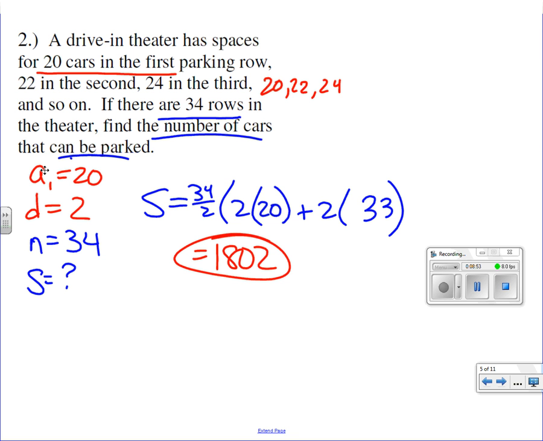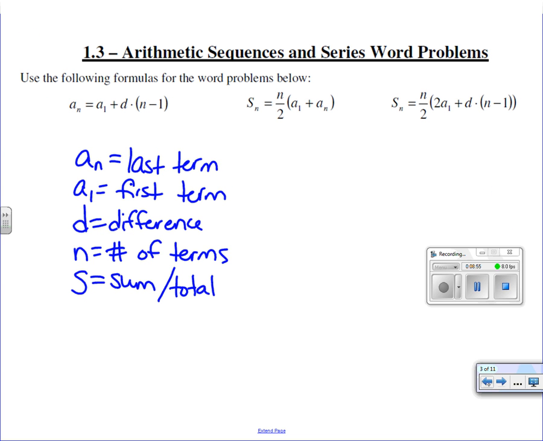All right, so guys, looking at these 2 formulas, for this one you need N, A1, and AN. You need those 3 pieces of information to get the sum. For this one, you need N, A1, and D. So it kind of depends on what you know for which formula you want to use. I know that's tricky. We'll try to get better at that.